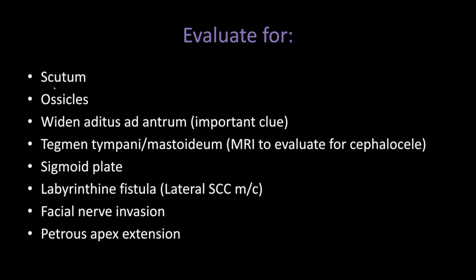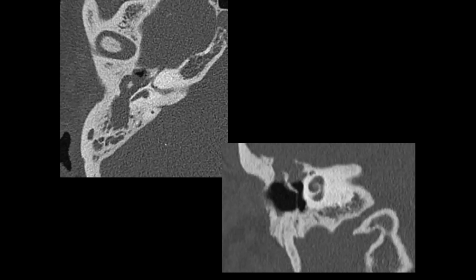So again, most commonly scutum for those pars flaccida cholesteatomas, also the ossicles, looking for widening of that aditus ad antrum, that passageway to the mastoid antrum. Look for defects in the tegmen tympani and the tegmen mastoideum. And if it's a big enough defect, we usually recommend MR to evaluate for an underlying cephalocele before you go to surgery. Sigmoid plate, labyrinthine fistula, most commonly, there's fistulization to the lateral semicircular canal, since that's the part that kind of sticks out or projects out into the middle ear cavity. Facial nerve invasion, and then petrous apex extension.